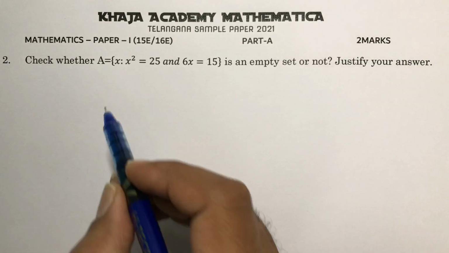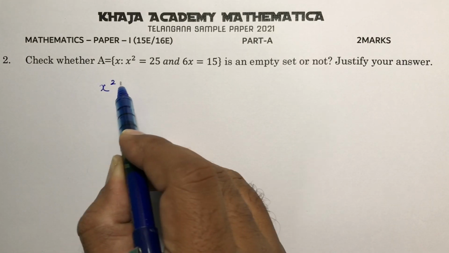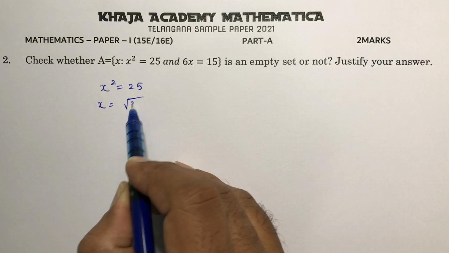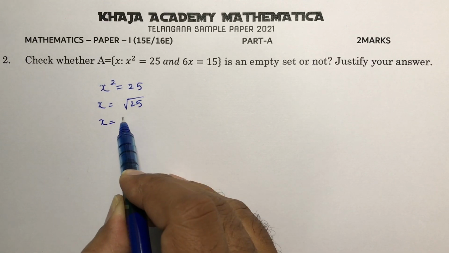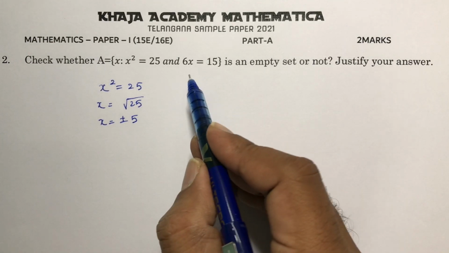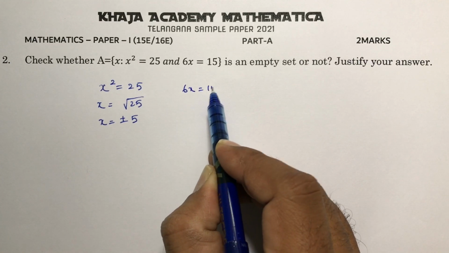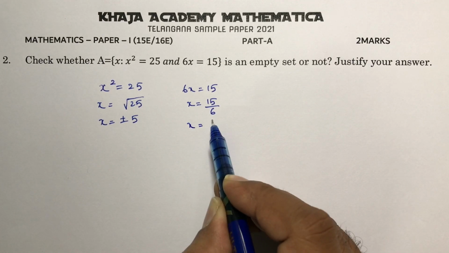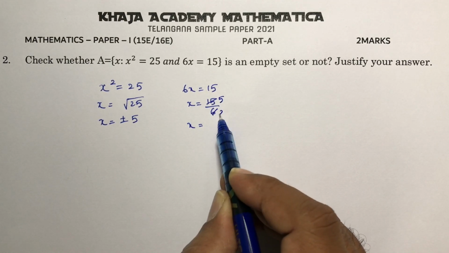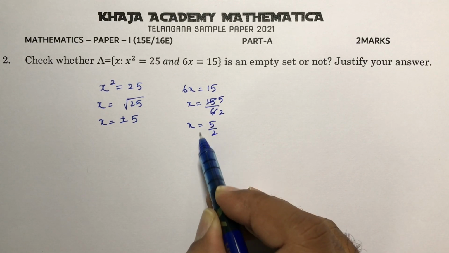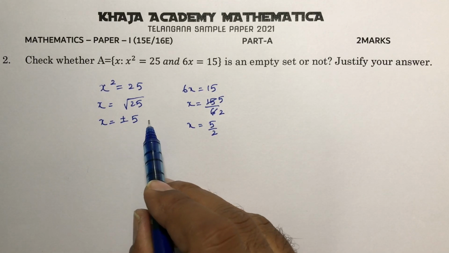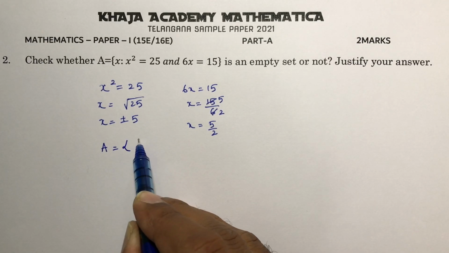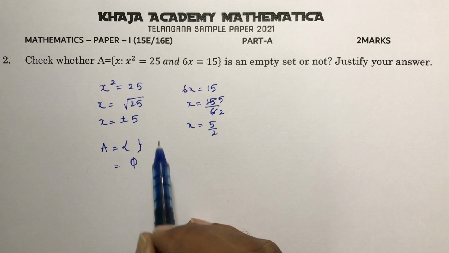Check whether A, where x square equals 25 and 6x equals 15, is an empty set or not. So here x square equals 25. So x equals root 25. You can write as plus or minus 5. Here 6x equals 15. X equals 15 by 6. X equals 3 times 5 over 3 times 2, so 5 by 2. Here x value is 5 by 2 and x value is plus or minus 5. So these two values are not possible, so A is a null set. So it is an empty set.